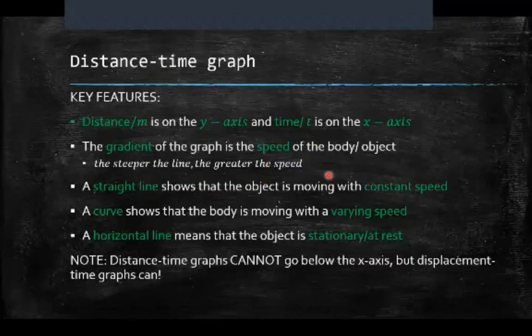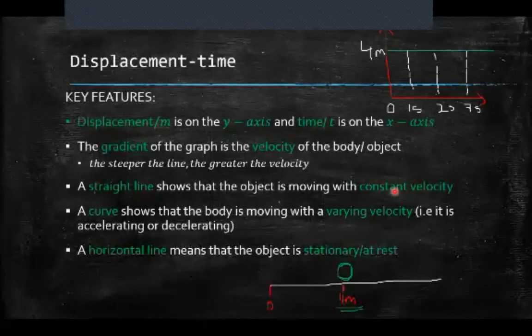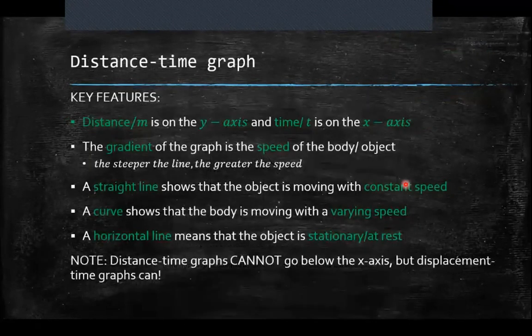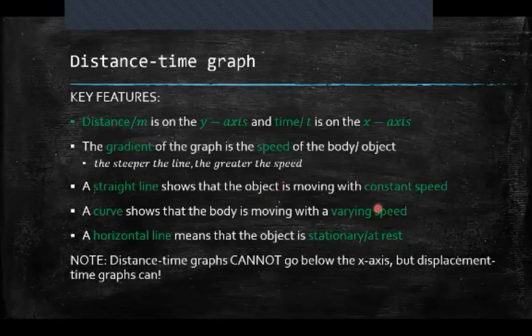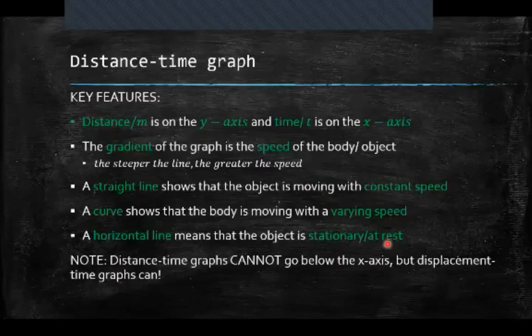A straight line shows that the object is moving with a constant speed. Same thing. Here, you said constant velocity, but now since the gradient is speed, you would say it's moving at a constant speed. That's why I said the difference isn't really major. The curve shows that it's moving with a varying speed. Before it was varying velocity, now it's varying speed. A horizontal line means that it's at rest. Makes sense because it's not moving.